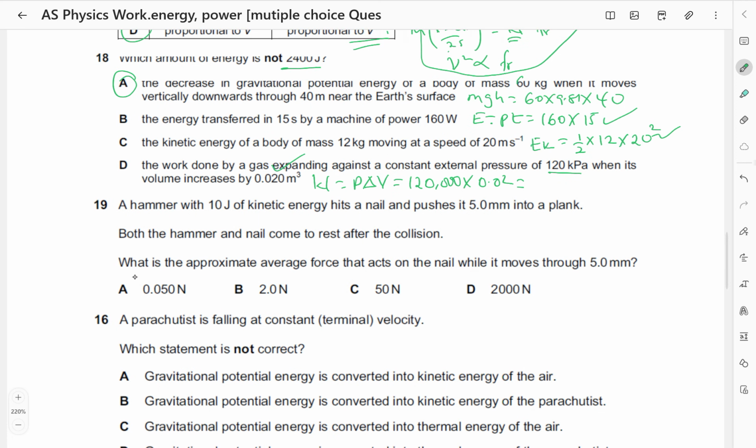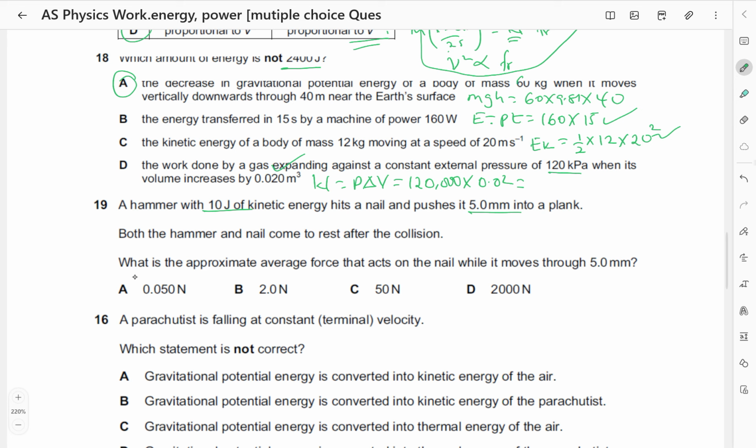Actually, it is the correct answer to this question, but it's not 2,400. A hammer of 10 joules of kinetic energy hits a nail and pushes it 5 millimeters into the plank. I think we have answered such a question. Both the hammer and the nail come to rest after the collision. What is the approximate average force that acts on the nail when it moves through 5 millimeters?